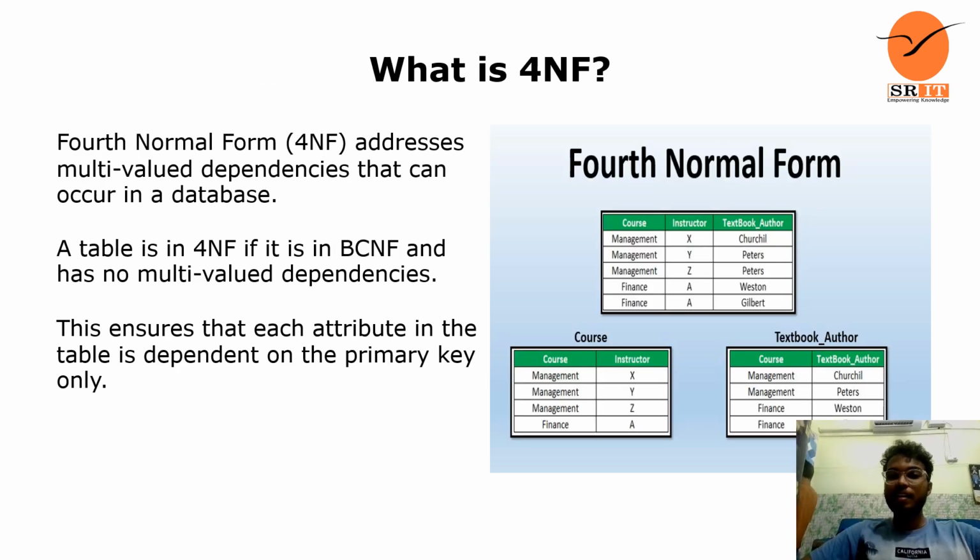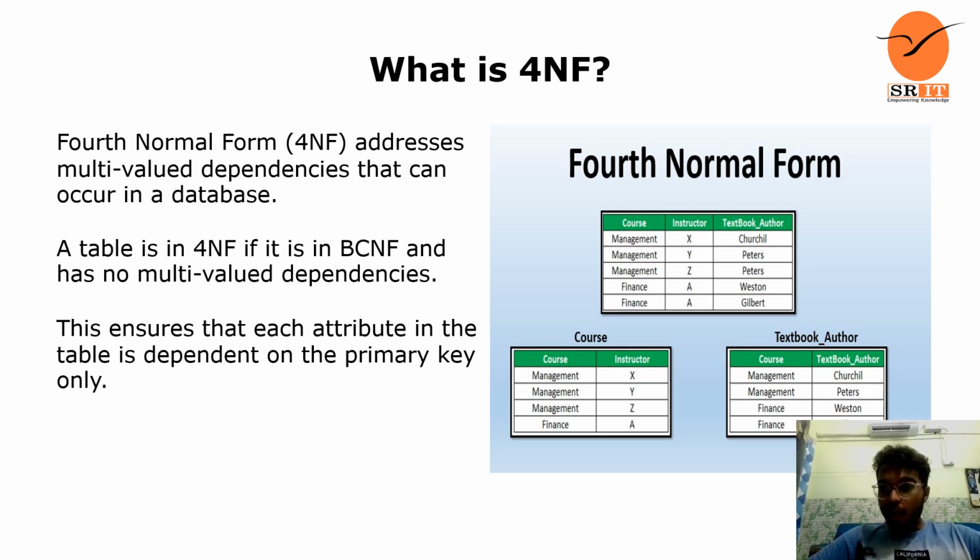As we move to the next slide, what is 4NF? 4NF, the fourth normal form, addresses multi-value dependencies that can occur in a database. A table is in 4NF if it is in BCNF and has no multi-value dependencies. This ensures that each attribute in the table is dependent on the primary key only. As we could see in the fourth normal form in the first table, the textbook author is the same for the second and third tuples, management.